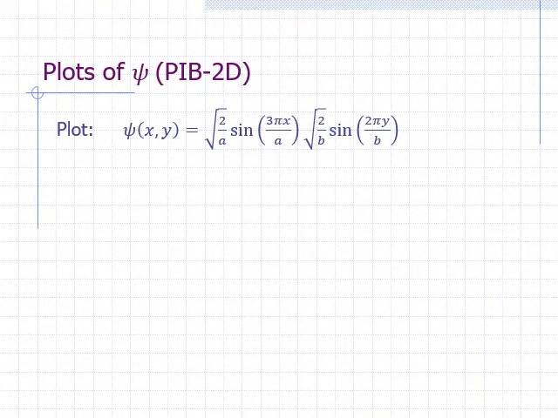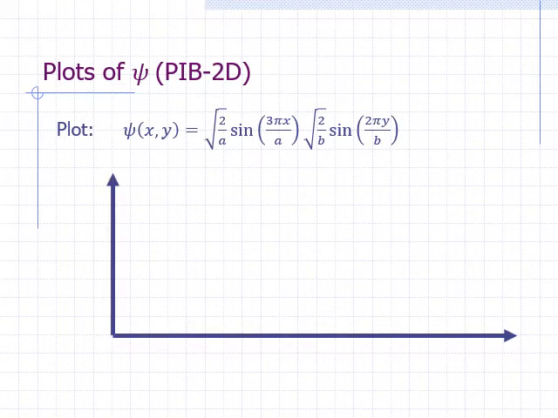Let's take a look at what plots of psi would look like for a particle in a 2-dimensional box. We will need 3 dimensions to create this plot since our function psi depends on 2 variables, x and y. Let's draw the axes for our independent variables. Here's the x-axis, here's the y-axis. The third axis will be for our dependent variable, which is psi.